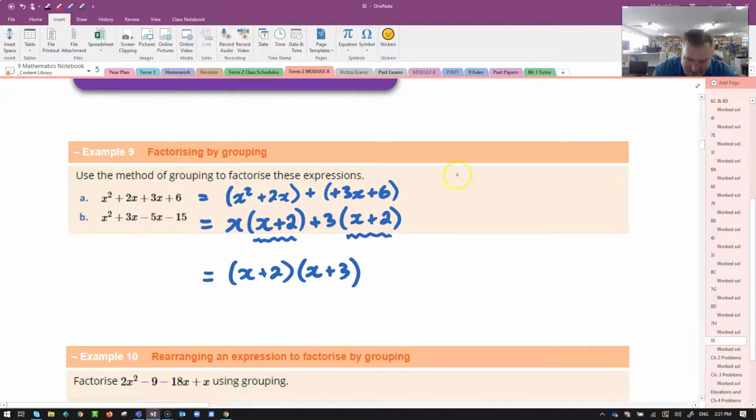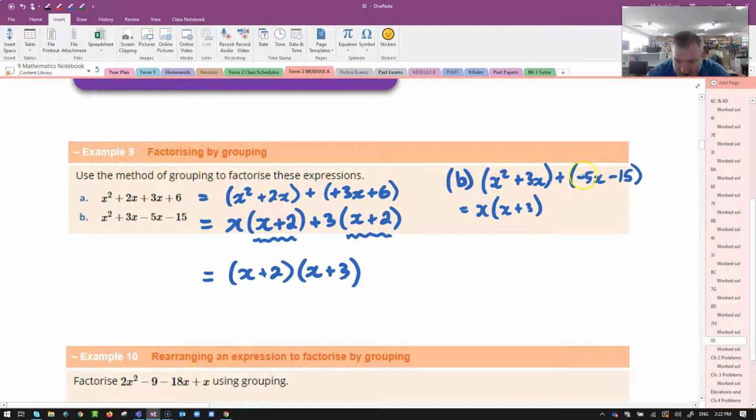Let's have a go at B, and watch again. This time I've got the negative sign in front of that third term, so I just want to be careful. I start by grouping my first 2 terms, x squared plus 3x. I'm going to put a plus sign here and then put my negative 5x minus 15. And now it's just a matter of factorizing each bracket separately. First bracket, x is a common factor. Remaining terms are x plus 3.